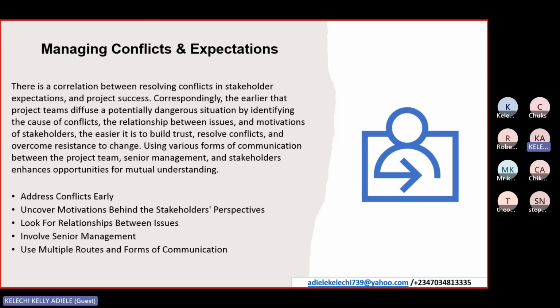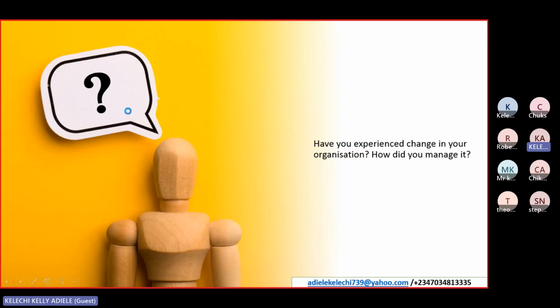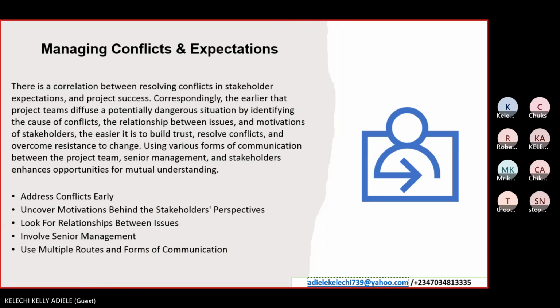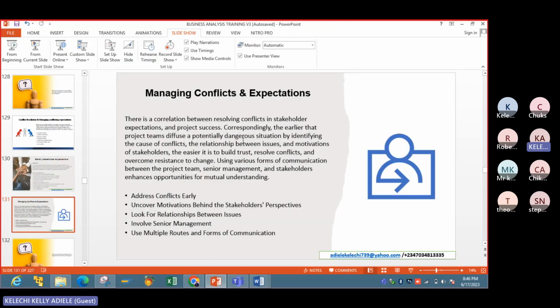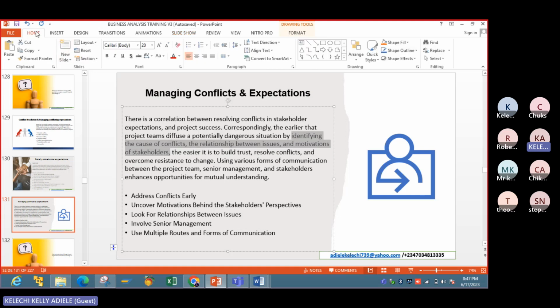So there are 3 things I've mentioned here, which you should take home. Right? Identify the cause of the conflict, the relationship between the issues, the motivation of the stakeholder. These are very, very important points if you must manage your stakeholders. Always ask questions. Use the 5 whys.